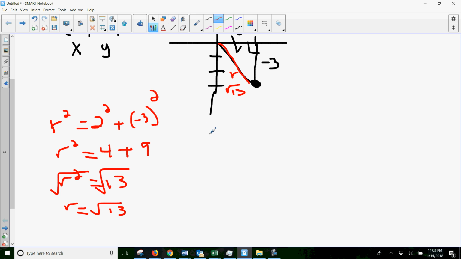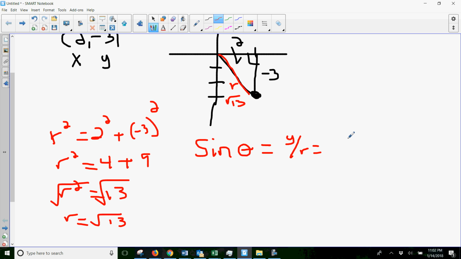Now we want to find our six trigonometric functions. So let's take a look at sine. Sine of theta is going to be our y, but now it's going to be over the radius, right? Before in the unit circle, our radius was 1, so this was just y. But this is going to be negative 3 over the square root of 13. But you can't have radicals in the denominator, so to rationalize, multiply top and bottom by the square root of 13. Those are going to become 13 on the bottom, and it's going to be negative 3 square root of 13 over 13.